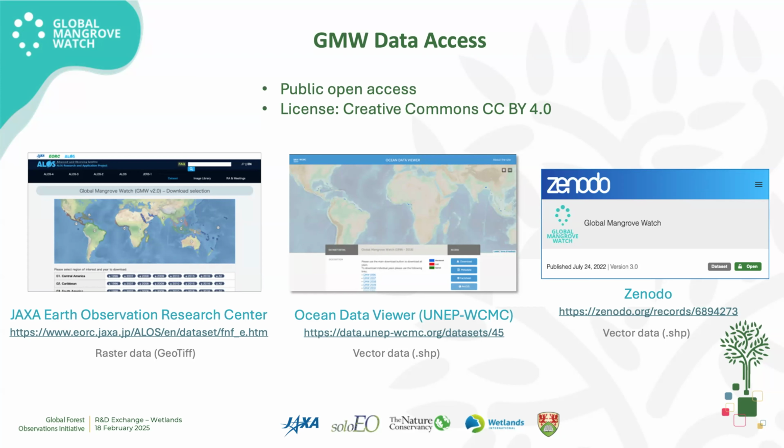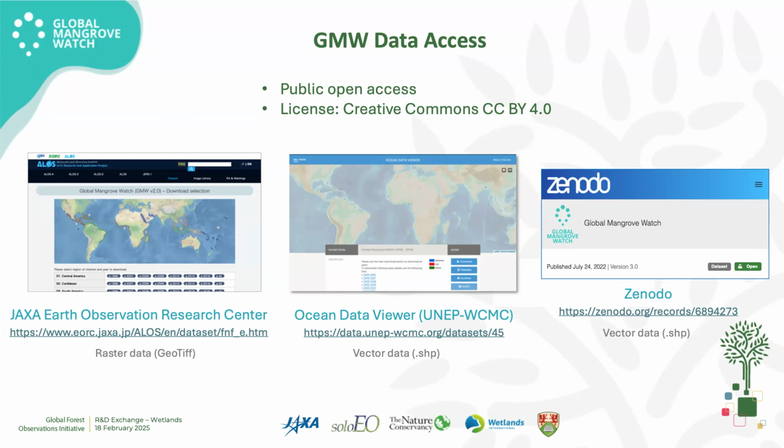You can find raster data at the JAXA website, where you can download the entire archive of Global Mangrove Watch data in GeoTIFF format. On the UNEP Ocean Data Viewer and on Zenodo, you can download the vector data, the shapefile data. It's all free of charge.